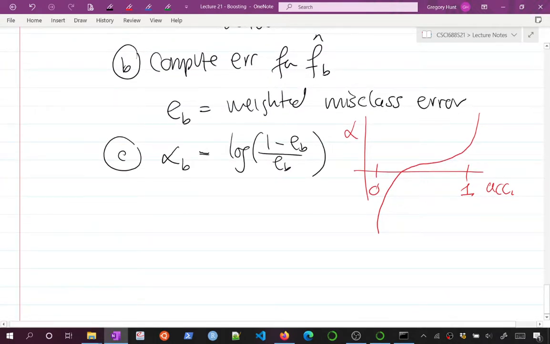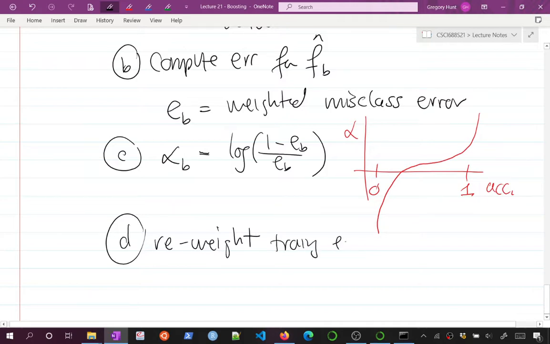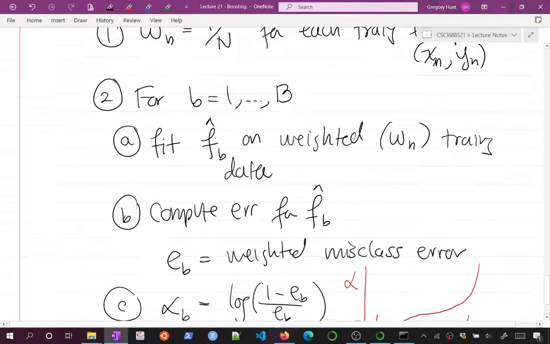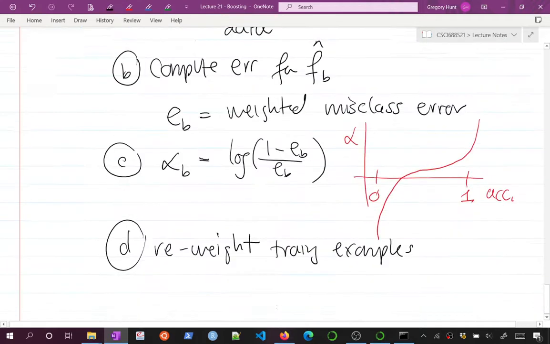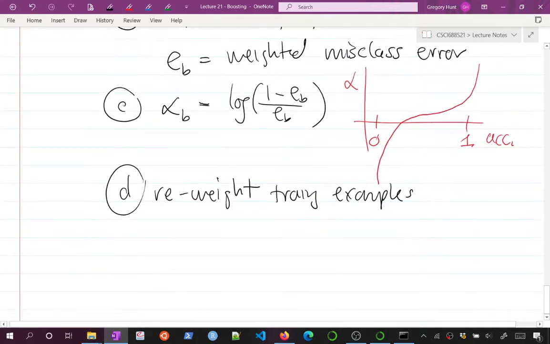And then I'm going to reweight training examples, my training data. So originally I start off with the weights of my training data all being equal. I fit a classifier. I compute the error for that classifier. I compute this alpha, which is going to be the final weight in my boosted classifier. And I'm going to reweight my training examples based on did I do it correctly or did I do it incorrectly on this iteration. So Wn is going to be updated. So here's my kind of arrow for updated to.